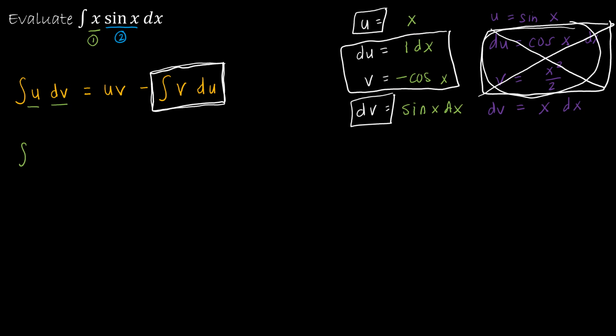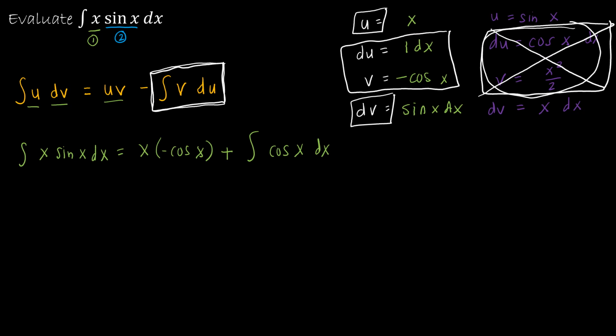is just going to be u is x, dv is sine of x dx. I'm going to take u times v, so that's x times negative cosine of x. And I'm going to subtract the integral of v, which is negative cosine of x. So I'll just go ahead and write it as it is, just for now. Negative cosine of x, and then du, which is 1 dx, or just dx. Now, of course, I'm going to go ahead and move this negative to the outside, which would make this a plus, and get rid of the negative on the inside.